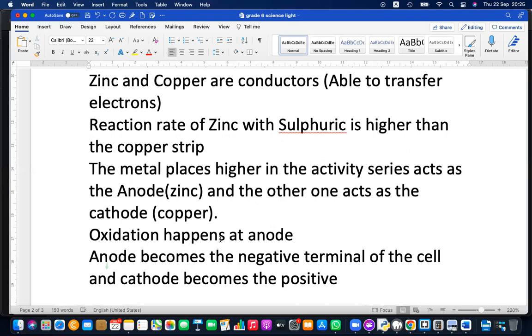So the same you can create using iron and copper. Then iron strip will react faster, and iron will act as anode, right? So you can put an iron nail and on the other side a copper strip. Then the iron nail will react faster, acting as anode instead of zinc. You can put an iron nail instead of zinc. Then iron and copper.